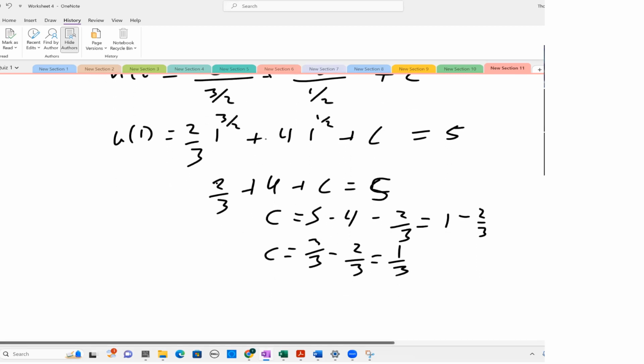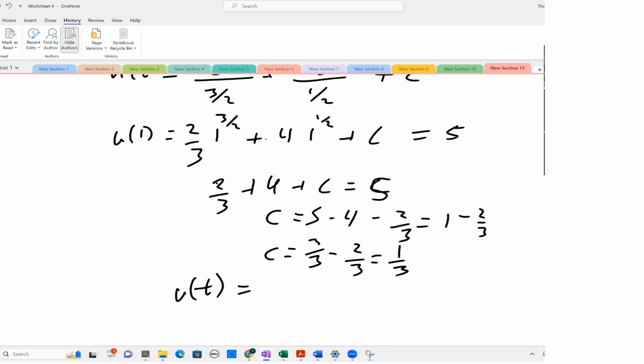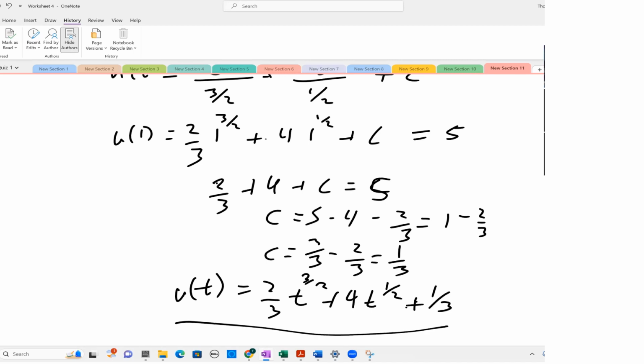And from here we can see that u of t equals 2/3 t to the 3/2 plus 4t to the 1/2 plus 1/3. And we have our function for u.